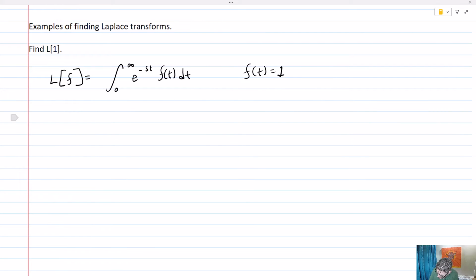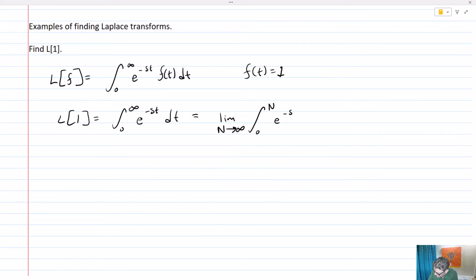So L of 1 is going to equal the integral from 0 to infinity of e to the negative st dt, plugging in 1 for f of t. This is an improper integral, so we take the limit with a variable n: the limit as n goes to infinity of the integral from 0 to n of e to the negative st dt. When we integrate, we get the limit as n approaches infinity of negative 1 over s times e to the negative st, integrated from 0 to n.